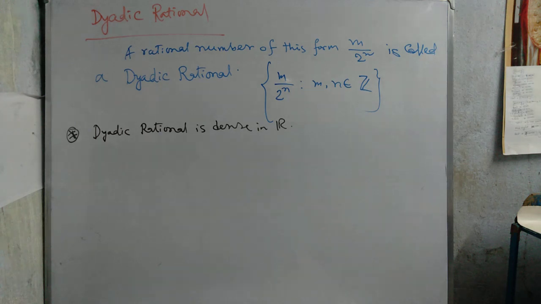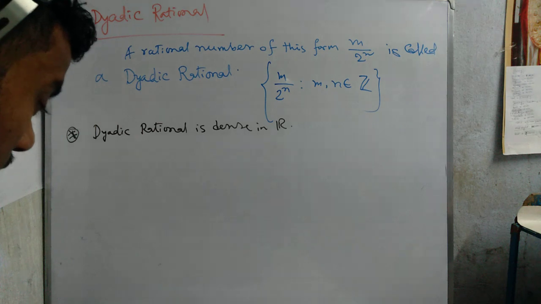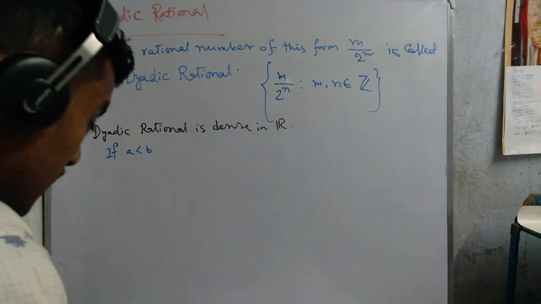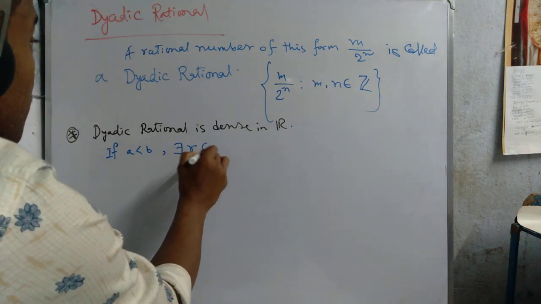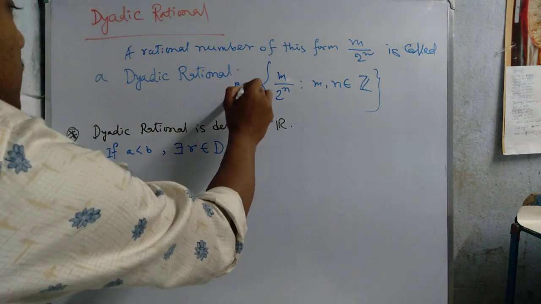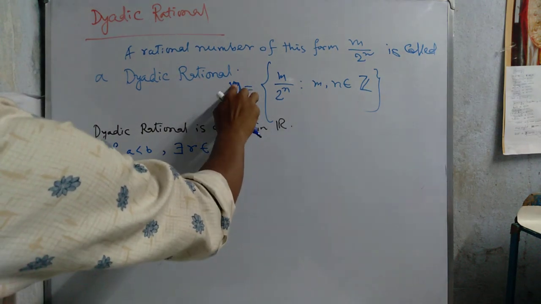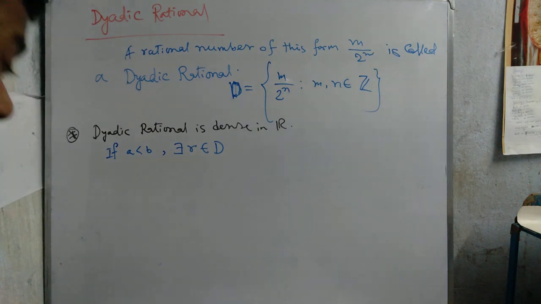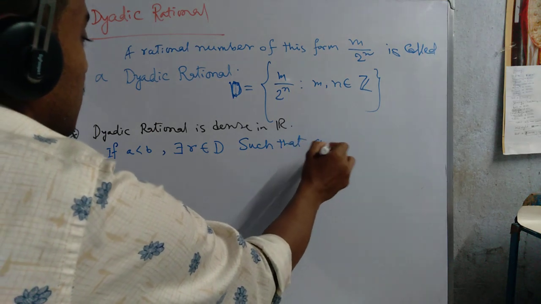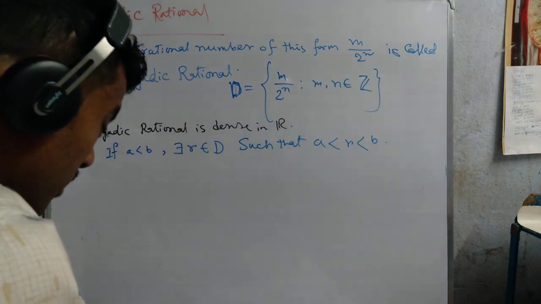How do we prove this? Okay, first we talk about this portion. If a less than b, then what happened? If a less than b, then there exists r belonging to D, where we represent the dyadic rationals as D, such that a less than r less than b. Does that happen or not? Happens.